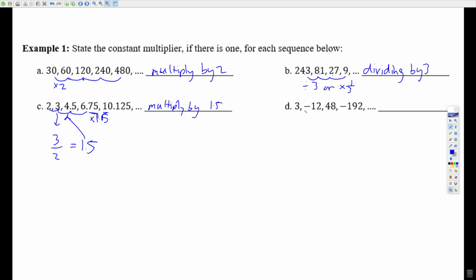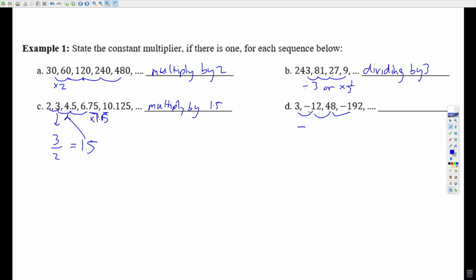The last one is a trickier one. You can see it goes from 3 to negative 12, so it looks like it's going down in value, but then it goes back up to positive 48, and then it goes down to negative 192. So something weird is happening here where we're changing the sign every single time. The only way for that to happen is if we're multiplying or dividing by a negative number.